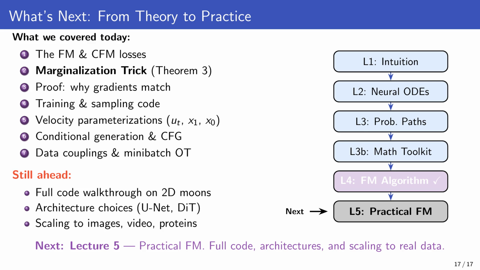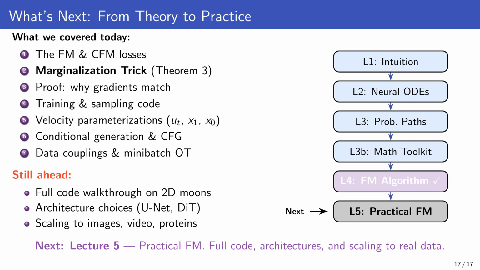We wrote the training loop in just a few lines of code. Sample noise, sample data. Interpolate, predict the velocity, compute MSE. That is it. No ODE solving during training. We also wrote the sampling code. Solve the learned ODE from noise to data using Euler or higher order solvers. We covered velocity parameterizations, which give flexibility in what the network predicts: velocity directly, clean data, or noise. We saw conditional generation with classifier-free guidance, the dominant technique in modern text-to-image systems. And we explored data couplings and mini-batch optimal transport for straighter trajectories.